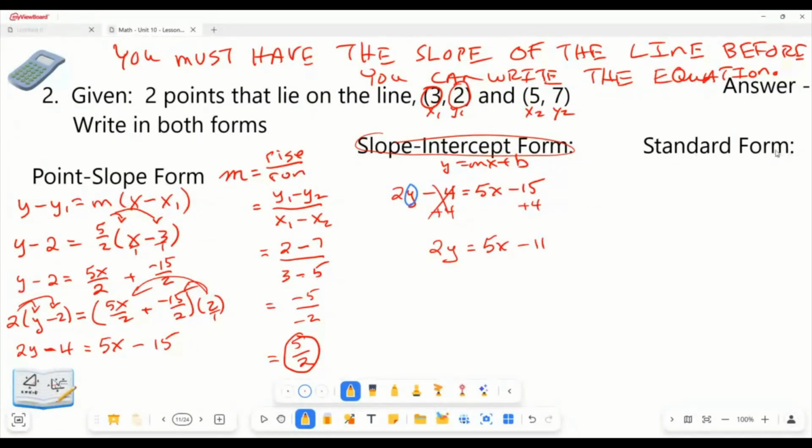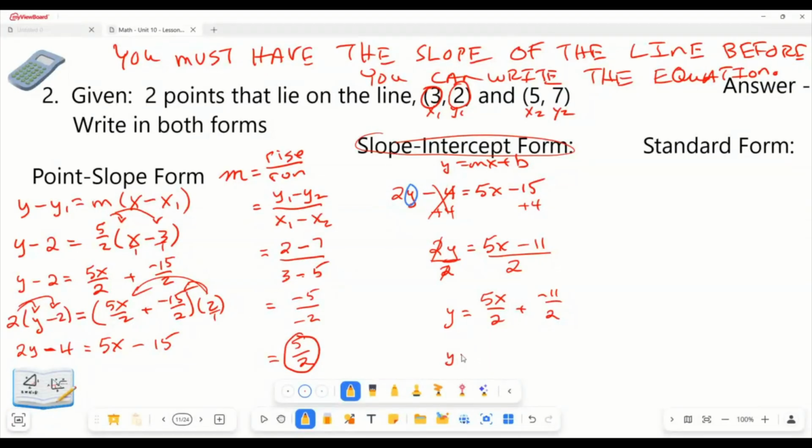We are closer to y equals everything else. The only thing that's wrong here now is I've got a 2 being multiplied by the y. A number written next to a variable means multiplication. So I'm going to divide by 2, so those will divide out. If I do that over there, I have to do that over here. The 2's divide out. We're left with y. Stuff over 2, I can write as 2 separate fractions. 5x over 2 plus -11 over 2.